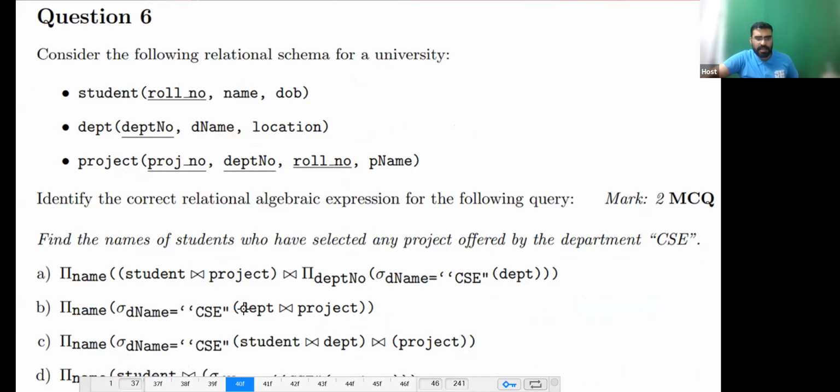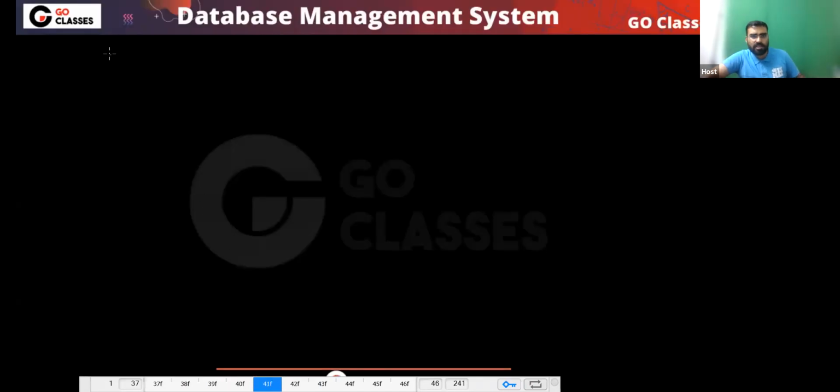Let's see which query. Okay, look at this first query. What is this doing? First you are doing the cross product, natural join. When you do the natural join, for this type of question, what is the best approach? The best approach is creating the diagram. Yes or no?